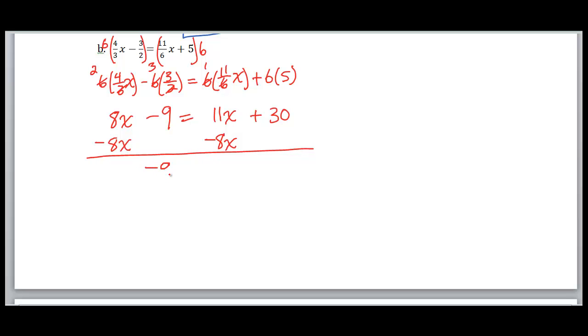I'm going to get negative 9 equals 3x plus 30. My variable term is on this side, not on the other side, but I still have this constant term lingering out here. So I'm going to get rid of that by subtracting the 30 from both sides. And I'll get negative 39 equals 3x.